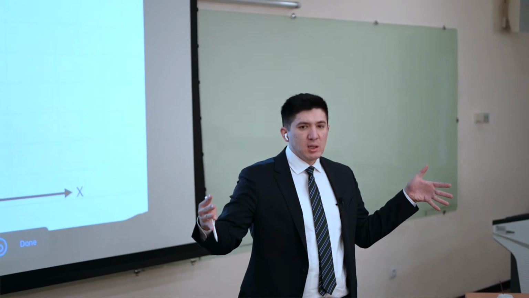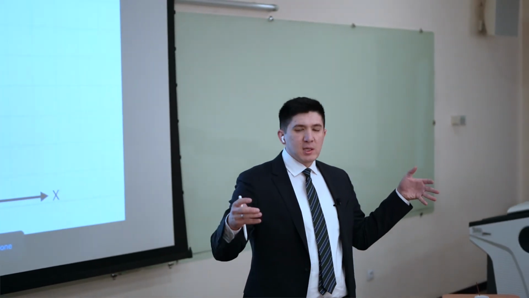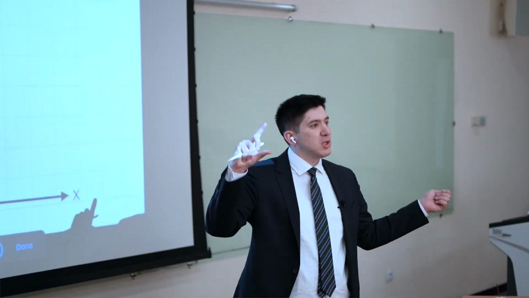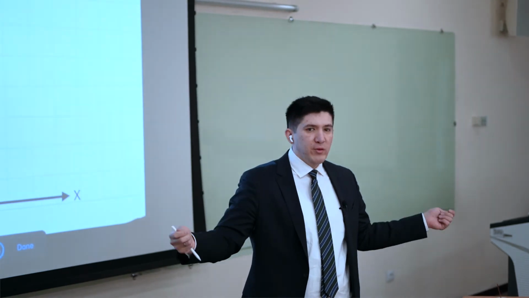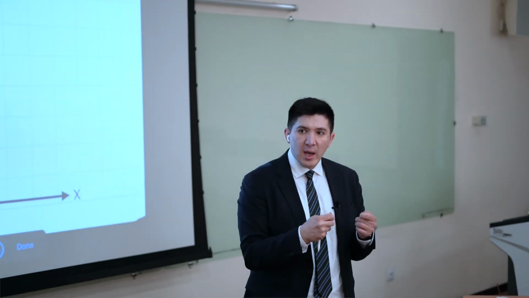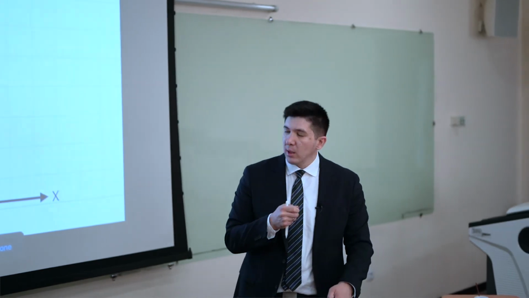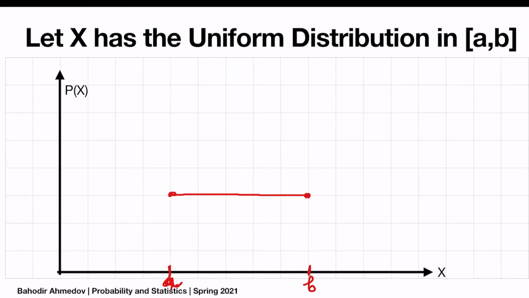The area of this rectangle is always equal to 1. If you just increase the width, then obviously the height should decrease because the area is 1. Or if you decrease the width, then the height is going to increase, okay? So what is going to be the height here, by the way? What is the height? At which point? What is the point here on the y-axis? 1 over b minus a, right?